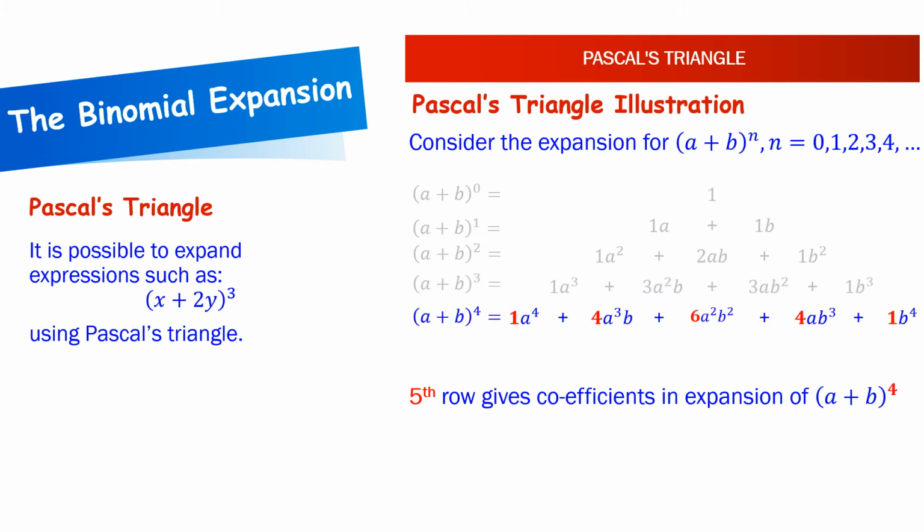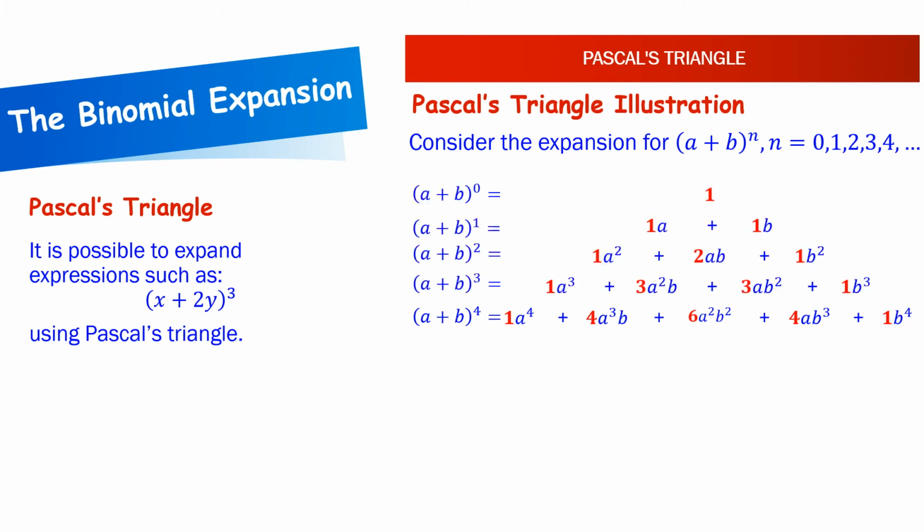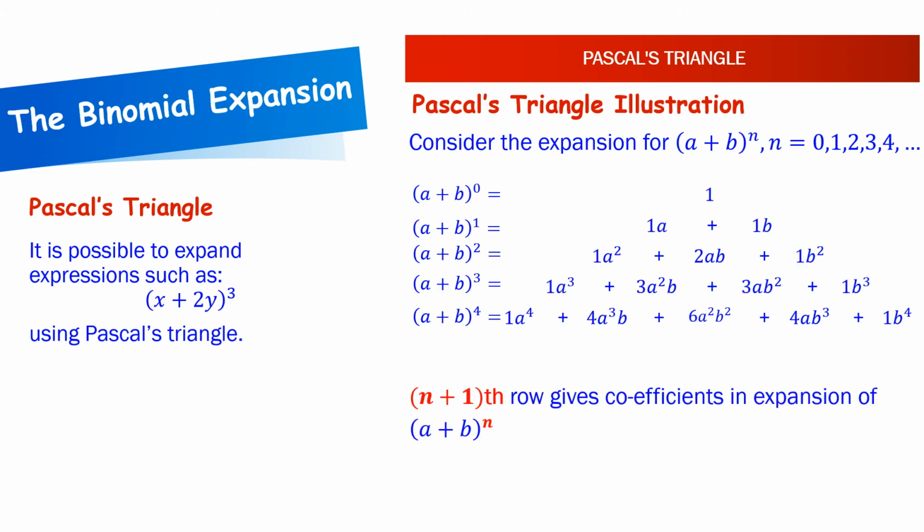And the fifth row corresponds to the expansion of (a + b)^4. And so on. So the (n + 1)th row gives the coefficients in the expansion of (a + b)^n.